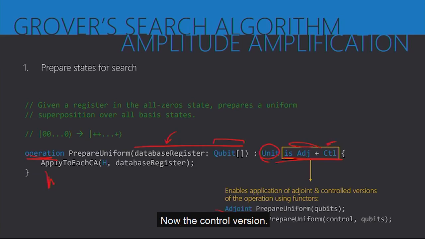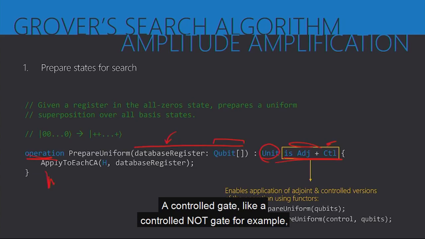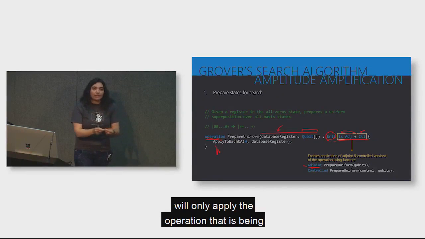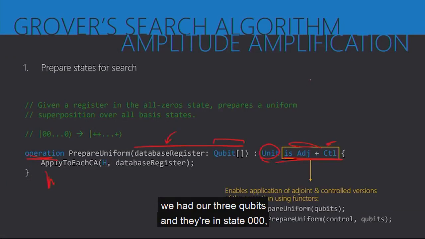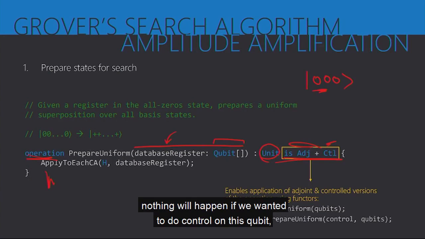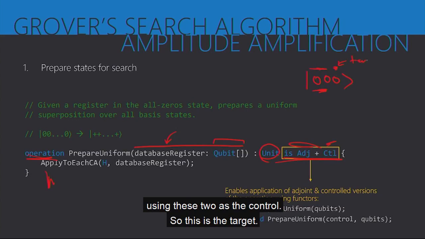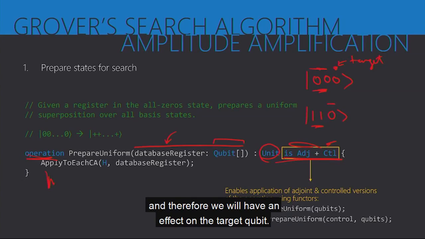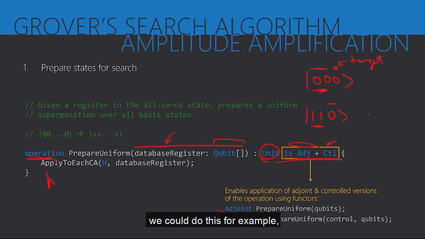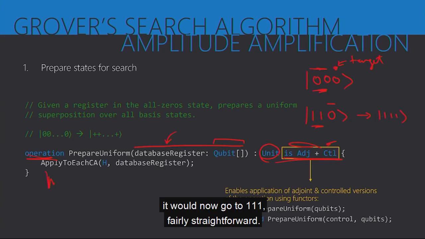Now the controlled version, a controlled gate, like a controlled NOT gate, for example, will only apply the operation that is being controlled if the control qubits are all in the one state. So say, for example, we had our 3 qubits, and they're in state 0, 0, 0, and these are our control qubits. Nothing will happen if we wanted to do control on this qubit, using these two as the control. So this is the target. This, on the other hand, both of our control qubits are in one state, and therefore we will have an effect on the target qubit. Let's say we were to control X, we could do this, for example. It would now go to 1, 1, 1. Fairly straightforward.